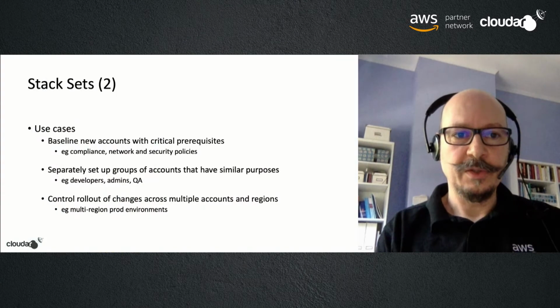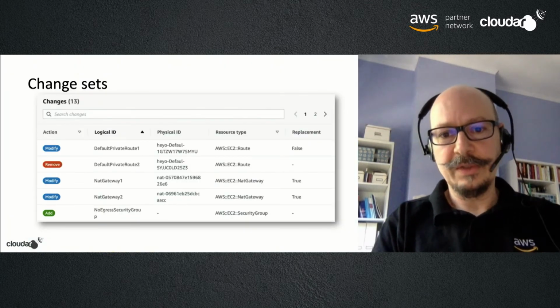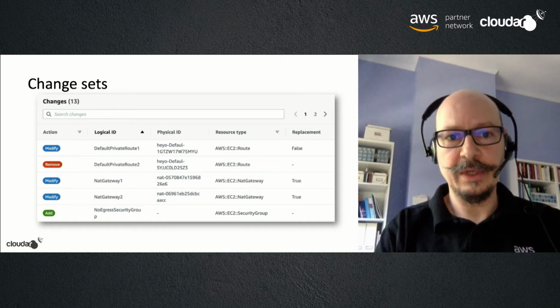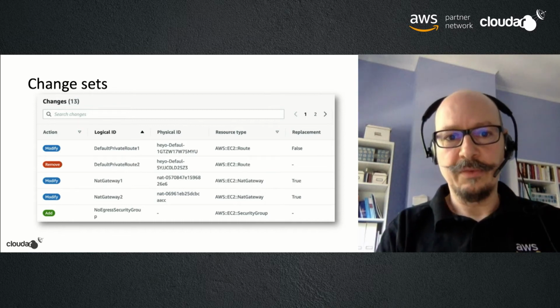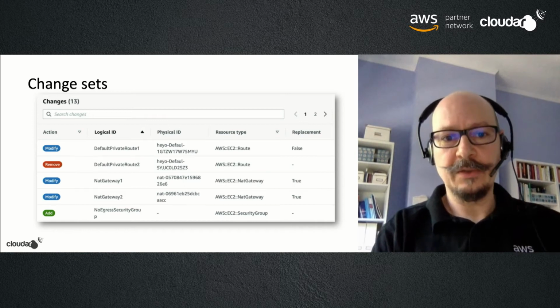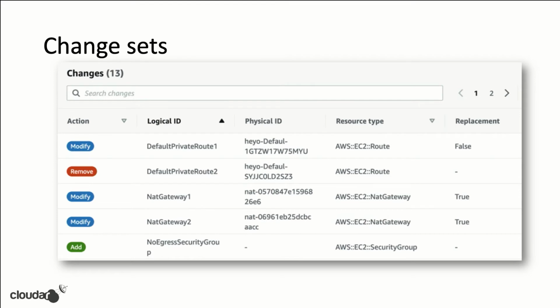So as an example, here we see a stack where a couple of changes are identified in these change sets that are displayed on the screen. You can see that we have two routes, one of which is modified, the other one is going to be removed. We have two NAT gateways that are changed, and a new security group that will be added. So that's a pretty handy way to understand, okay, is my template behaving the way I want it? Is the end result exactly what I expect it to be?